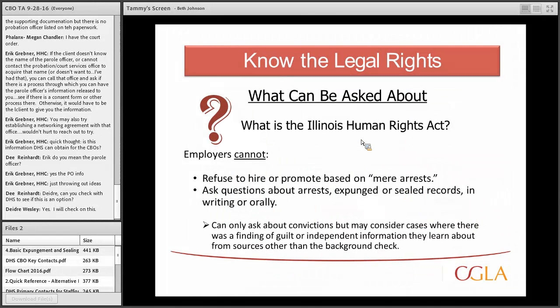Illinois Human Rights Act, you can go back to that. You can't ask about arrest or expunged or sealed records. And mind you, I'm a lawyer. I get it, the fact that these are the laws. It doesn't mean that stuff always happens. You know what I mean? But this is what the law says employers can't do.